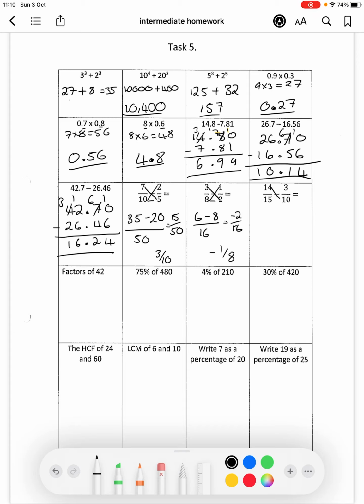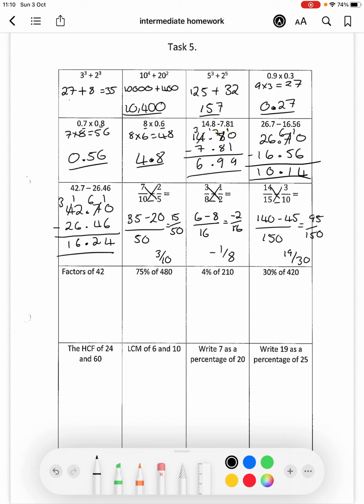Next one, we got 14 times 10, which is 140. We're taking away 3 times 15, which is 45. And I haven't drawn my line. And then we do 15 times 10, which is 150. So that's going to be 95 out of 150. Or again, if you simplify it, I think it goes all the way down to 19 out of 30.